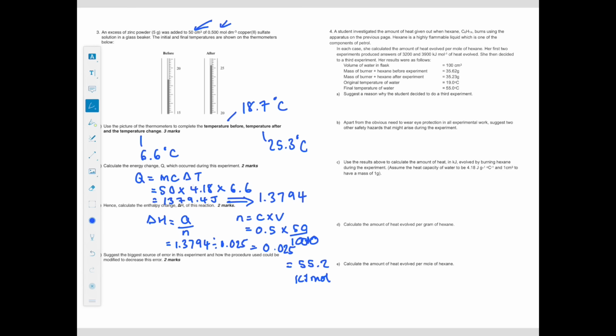Now do have a look at the thermometers and make sure you're happy that the temperature went up. Yes, it did, because it went from being 18.7 degrees Celsius to 25.3. It's got hot, which means it's an exothermic reaction, which means our delta H here is positive, and don't forget that for the last mark.